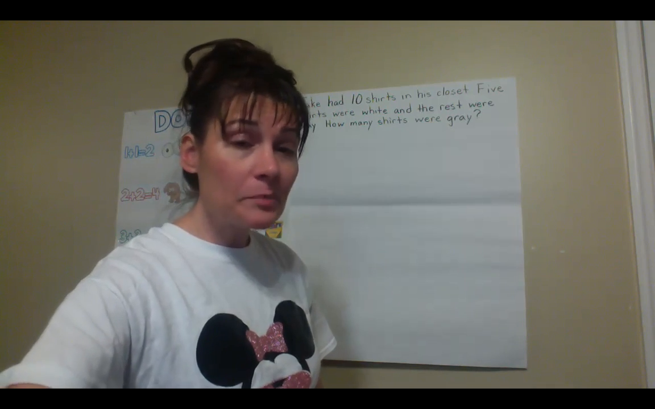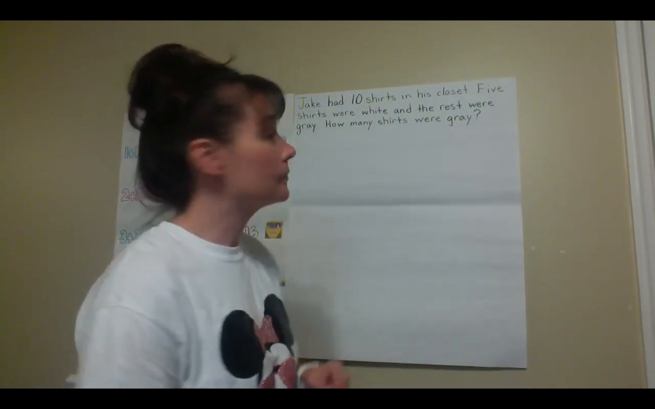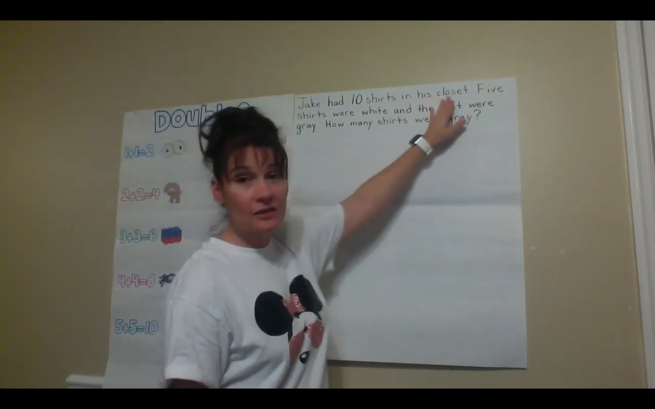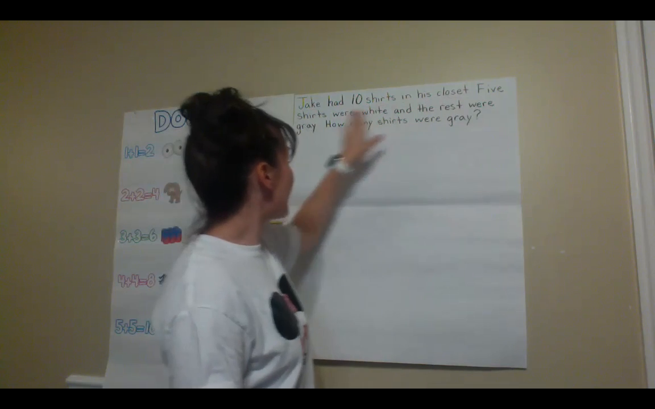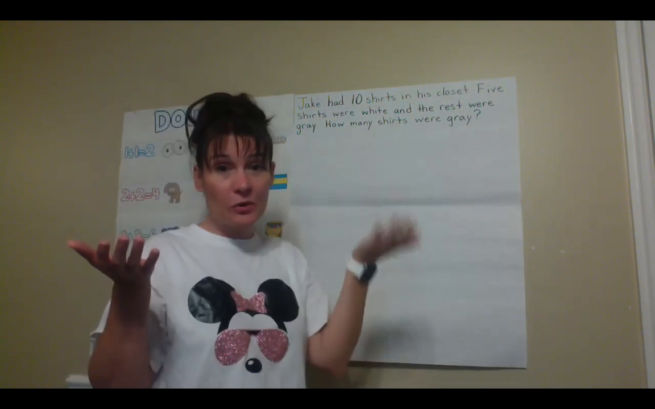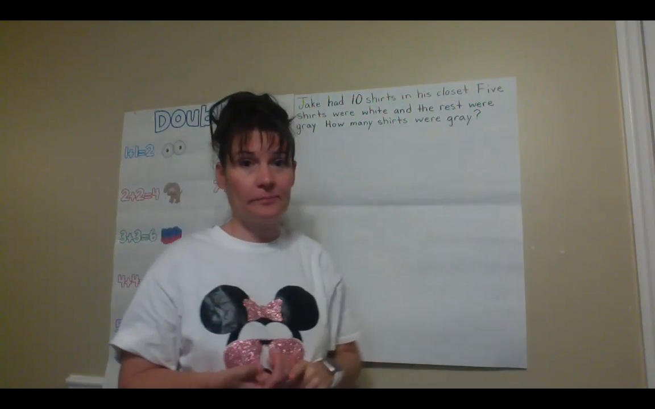So, this problem looks a little bit more tricky. Let's see if we can figure it out. Jake had 10 shirts in his closet. 5 shirts were white, but the rest were gray. How many shirts were gray?